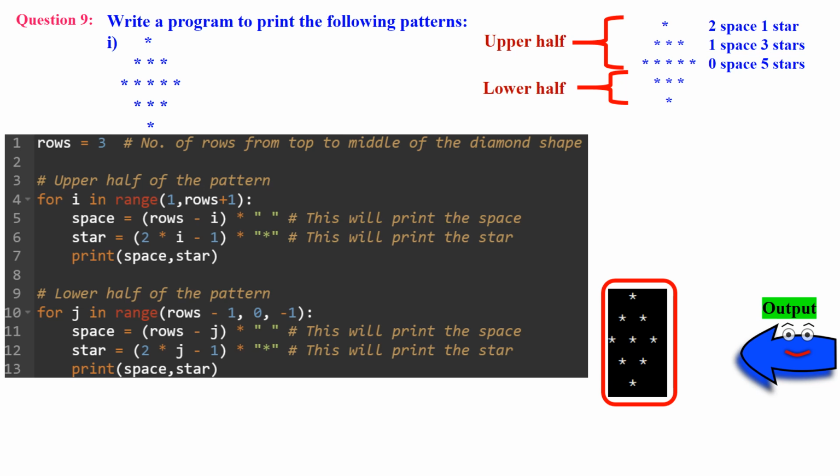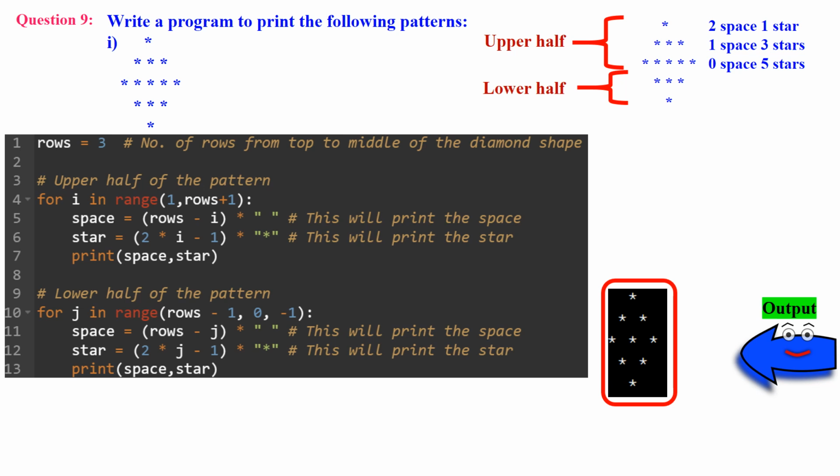In line 3, this loop iterates through the range of values from 1 to rows. In line 4, in each iteration, it calculates the number of spaces before the stars using rows minus I multiplied by empty space, where I is the current iteration value. In line 5, it calculates the number of stars using 2 multiplied by I minus 1 multiplied by asterisk, which calculates the correct number of stars in the row. In line 7, the print of space, star statement combines the calculated space and star strings and prints them to create each row.